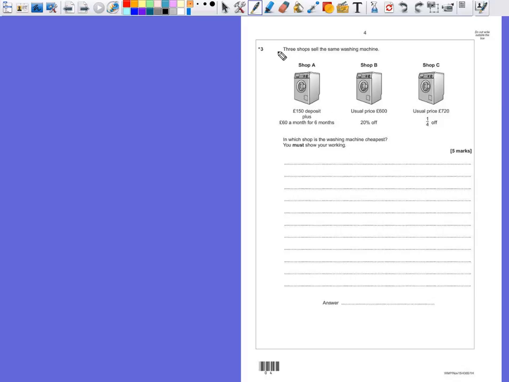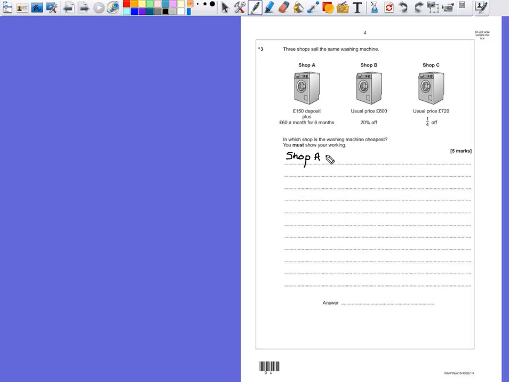For this then we're going to have to work out what cost the washing machine is in each shop and then compare them at the end. It's 5 marks, so a lot of it is going to come down to the calculations, but making sure we give a reason for our answer at the end. Start with shop A. Always make sure that you label your answers clearly. It helps to keep you organised.